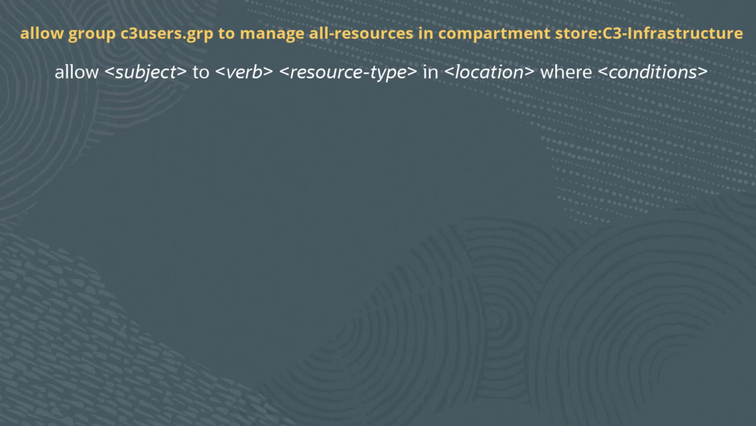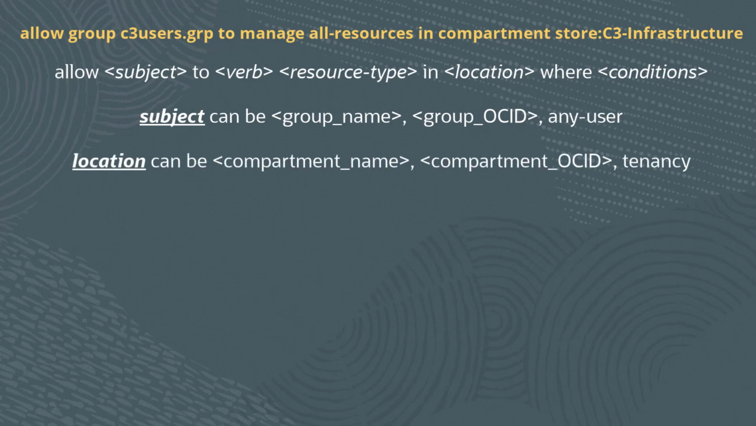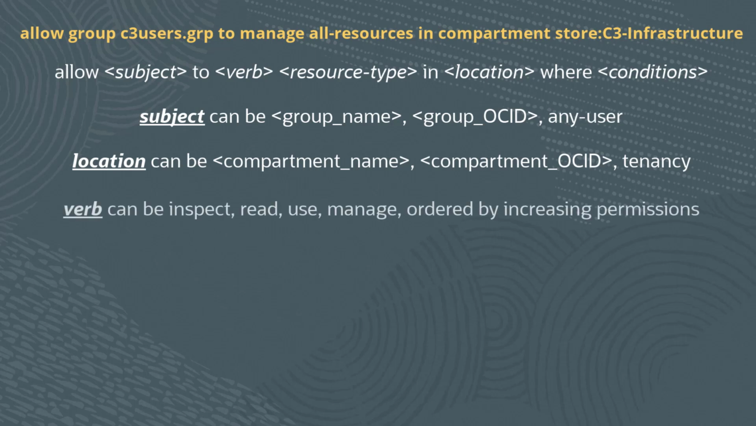First of all, policy statements begin with the word allow. Policies only allow access, they cannot deny it. The subject can be a group name, the group OCID, or the phrase any user to specify all users in a tenancy. You can specify multiple groups by separating them with commas. For location, specify a single compartment by name or OCID, or specify tenancy to cover the entire tenancy. The verb options include inspect, read, use, and manage, ordered by increasing permissions. Use the manage verb to perform administrator-type operations.